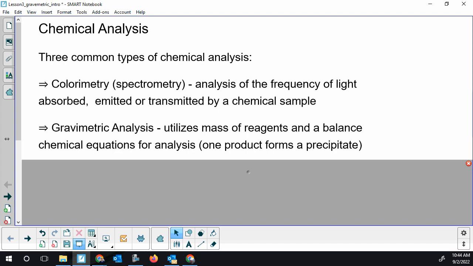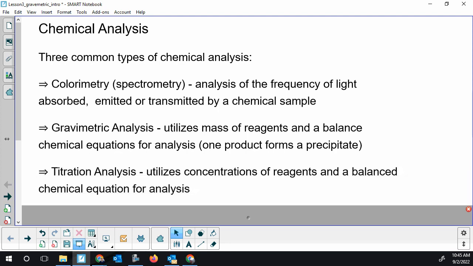Now, in gravimetric analysis, we need a solid product. So we need a single replacement that gives a product or a double replacement that gives a precipitate. Something like a combustion reaction that gives us CO2 gas and water vapor, there's no solid there. So we're less likely to do gravimetric analysis with combustion, or certainly would not do it in the lab.